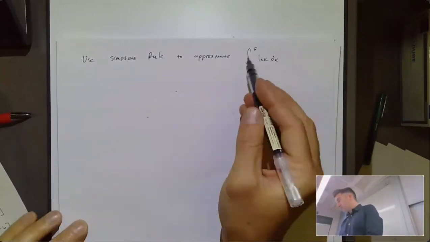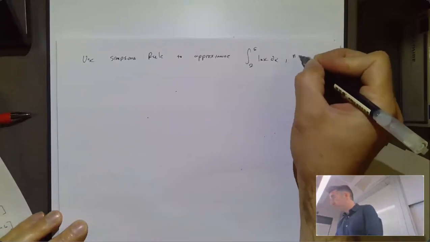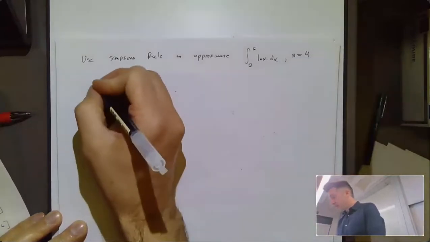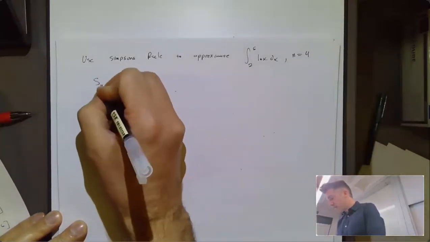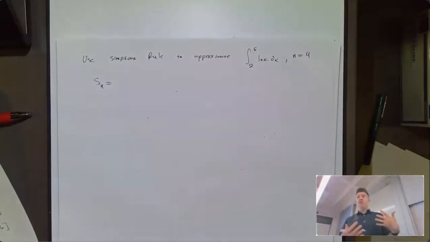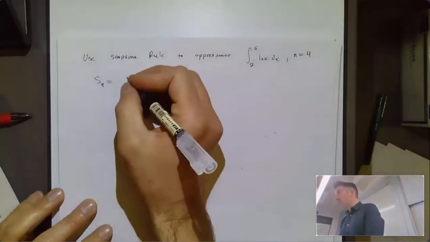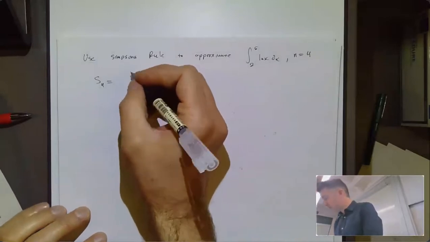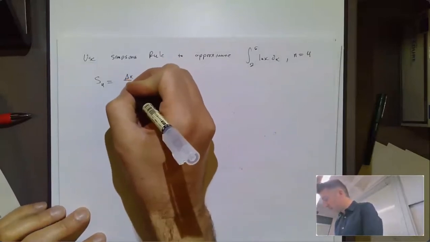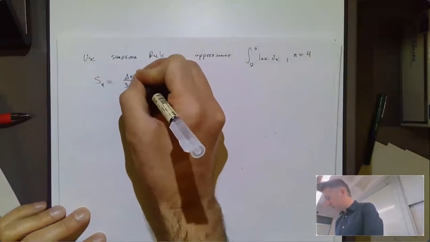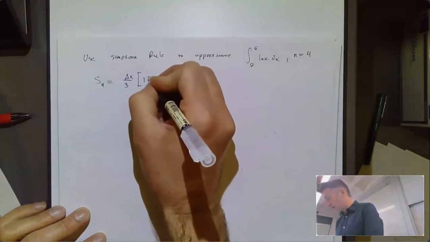So if we do it here, then we're going to get s sub 4 equal to, so I'm really just going to throw the rule at it, right? It's going to be delta x over 3 times 1 times f of x 0.